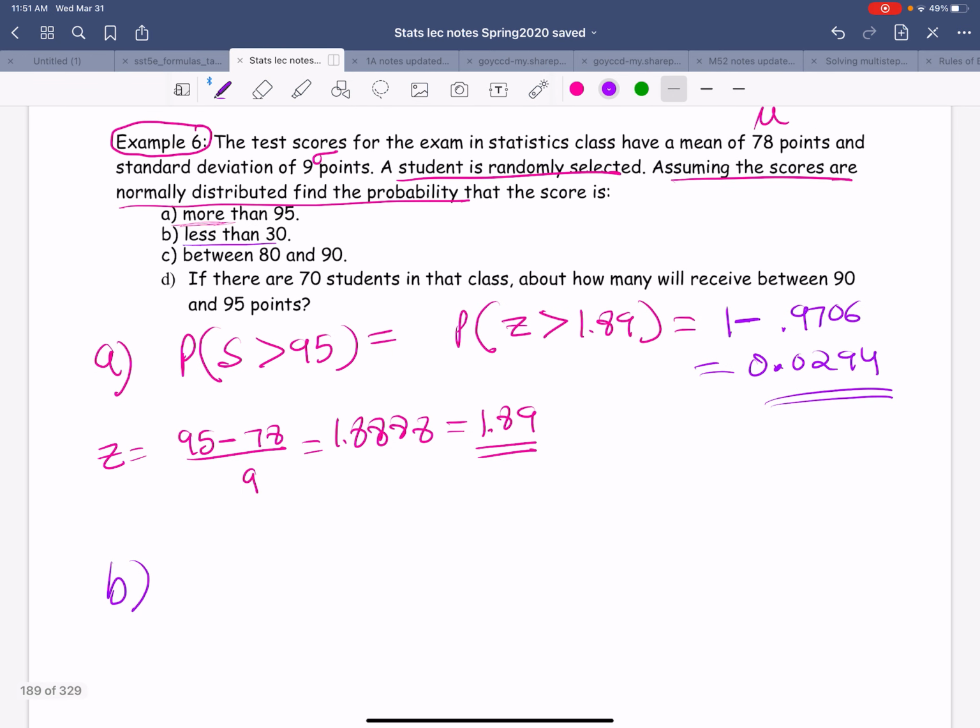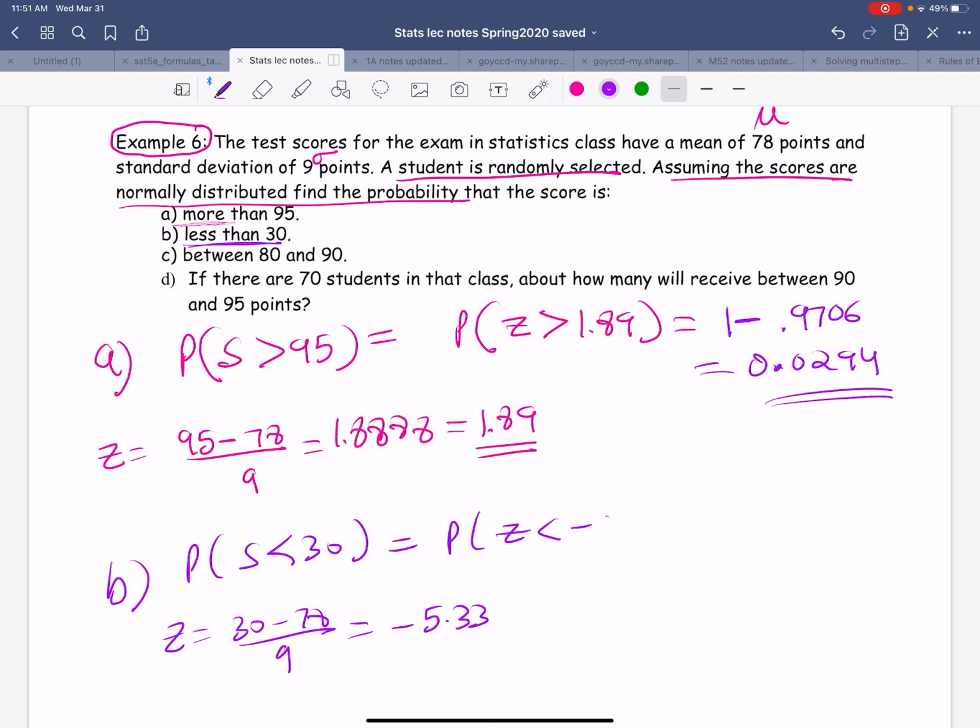less than 30. Less than 30 means we're looking for the score to be less than 30, and that means we're looking for area to the left of the z-score. What's the z-score for 30? 30 take away 78 divided by 9. That's going to be the z-score, negative 5.33. So we want to find the area to the left of z-score negative 5.33.